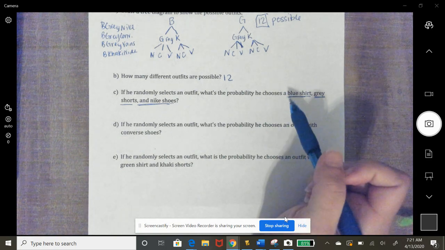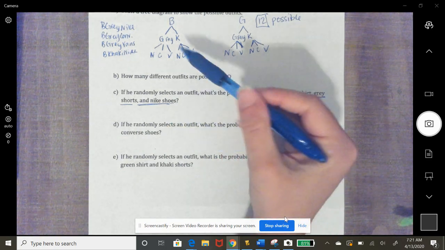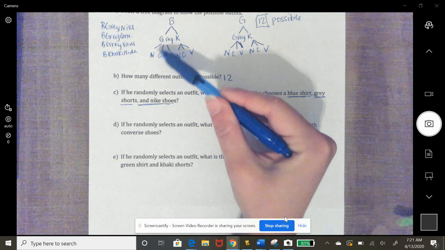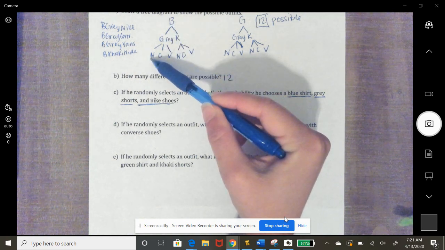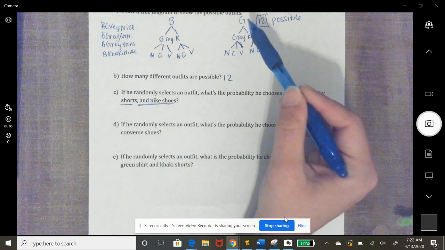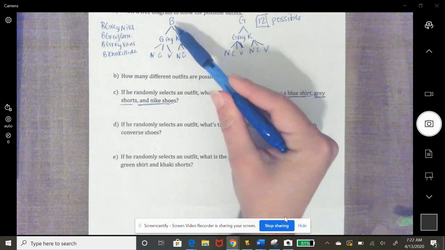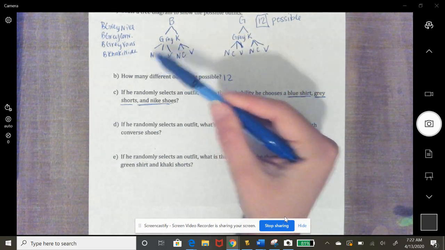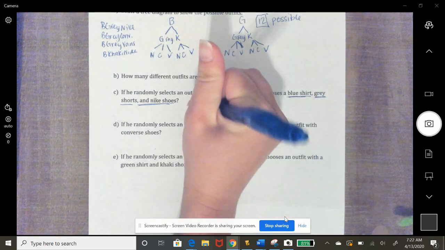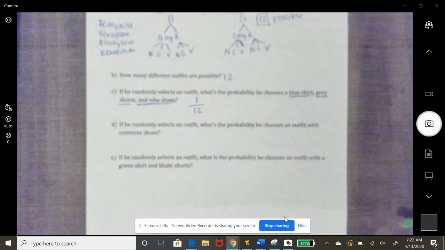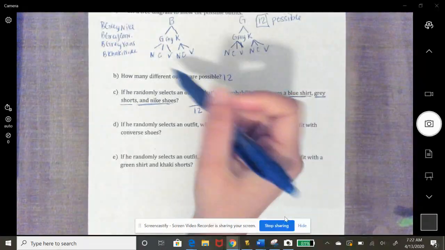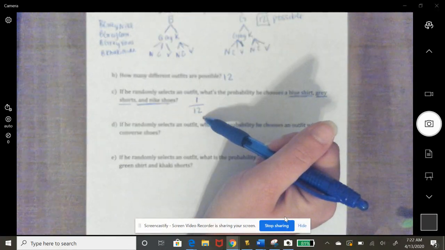So we need to find blue shirt, gray shorts, and Nike shoes. So blue shirt, gray shorts, Nike shoes. So that is the only time that's written down. There's not another section over here because that's a gray shirt or green shirt. So blue, gray, Nike. He has one of those in my tree diagram out of the 12 possible outcomes. Okay, so his probability would be 1 out of 12.